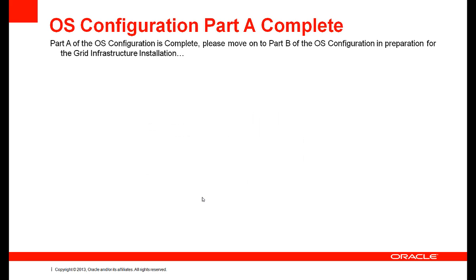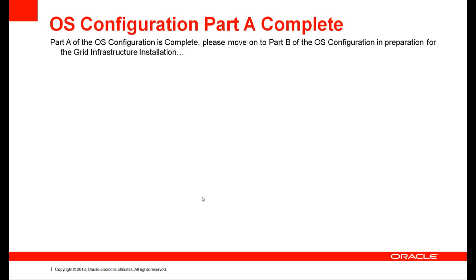Okay, the OS configuration part A is now complete. We'll move on to part B of the OS configuration. Once we complete part B of the OS configuration, we will then move on to the grid infrastructure installation.